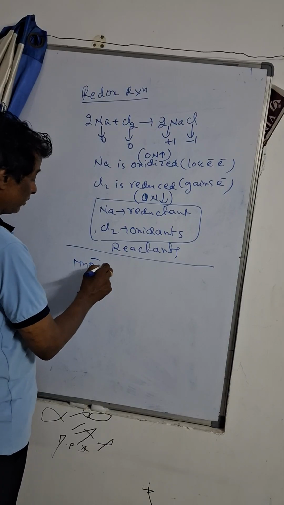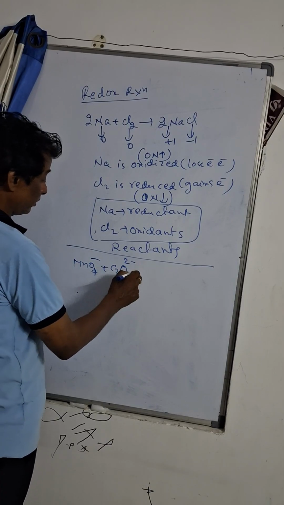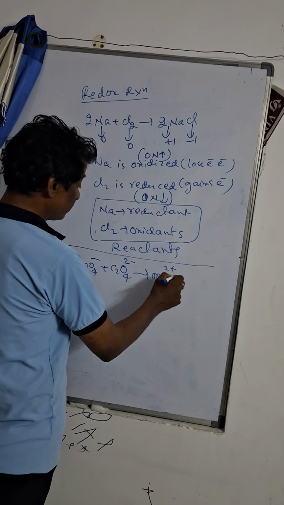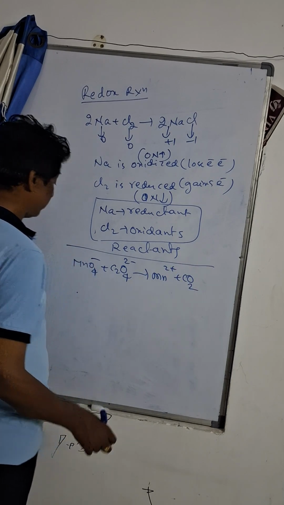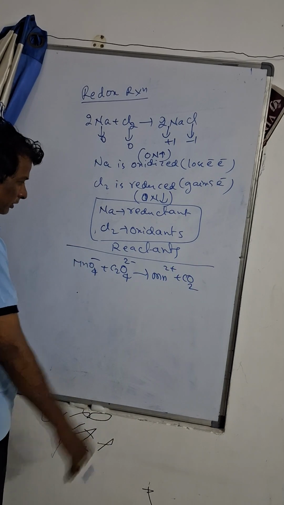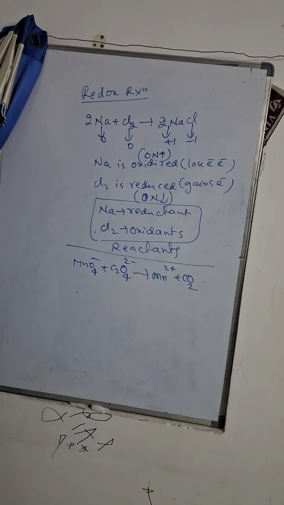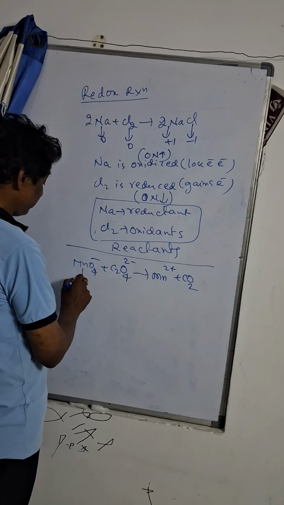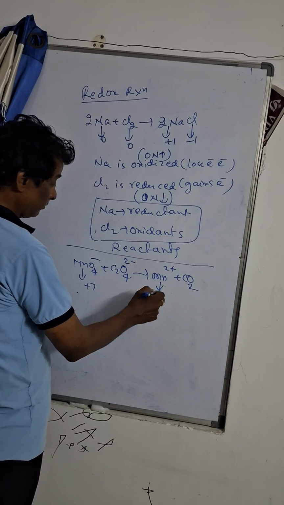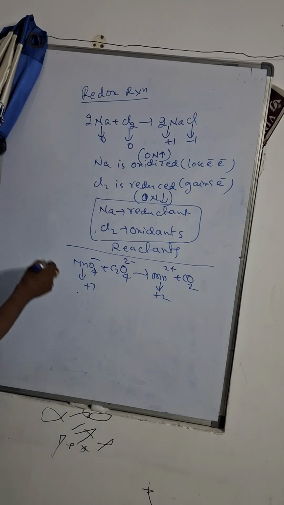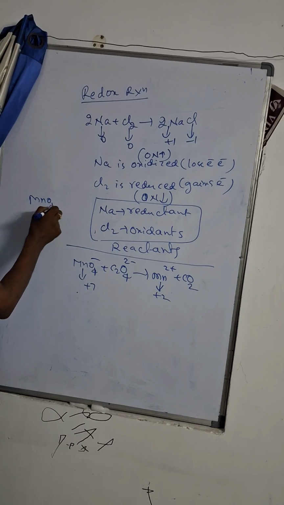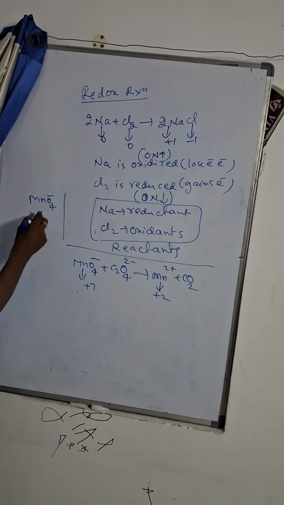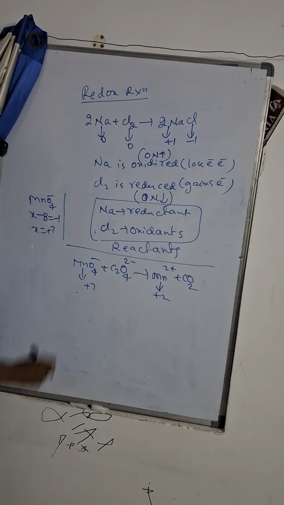MnO4 minus plus C2O4 2 minus gives Mn2 plus plus CO2. Okay, that is the equation. Now it is not a balanced equation, right? Here the oxidation numbers go from plus 7 to plus 2. Why is it plus 7? MnO4 minus: take Mn as x. How many oxygens? 4 oxygens. 4 into minus 2 is minus 8, so x minus 8 is equal to minus 1. x is equal to plus 7.